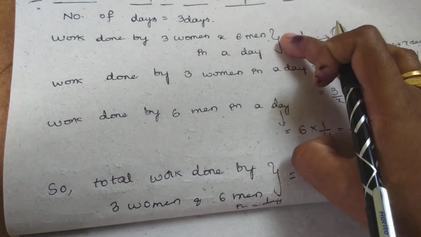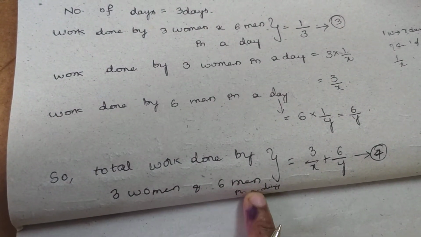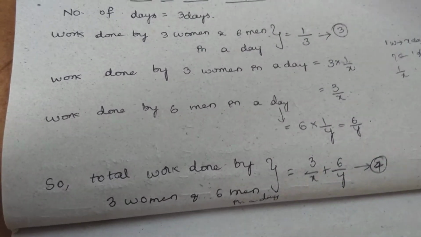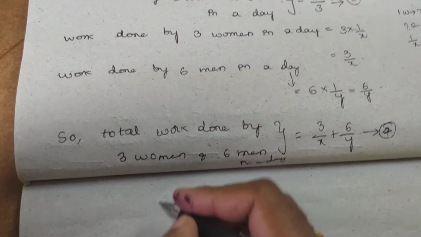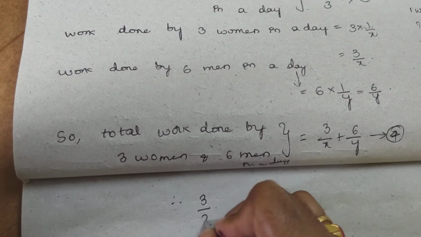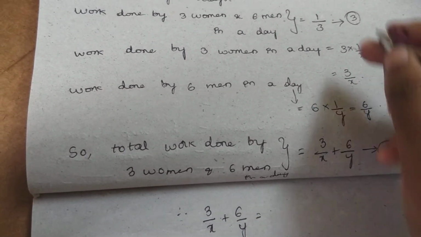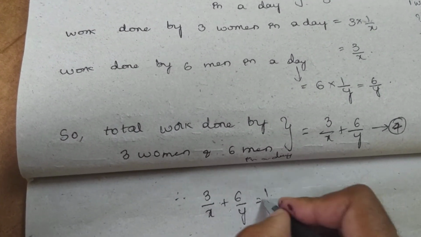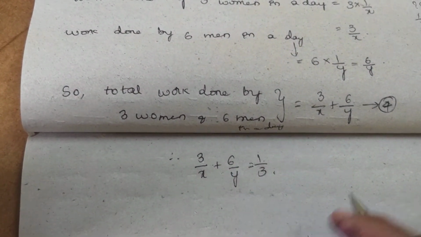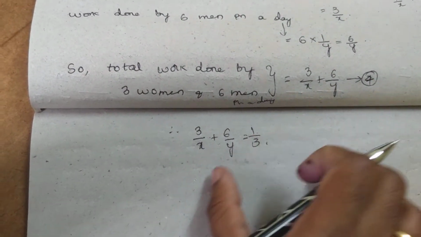So when you see, work done by 3 women and 6 men in a day is 1 by 3, and work done by 3 women and 6 men in a day is 3 by x plus 6 by y. So comparing, these two are equal. Let us equate equation 3 with equation 4. What do we get? 3 by x plus 6 by y equals 1 by 3. Right, so we got this equation for the second scenario.